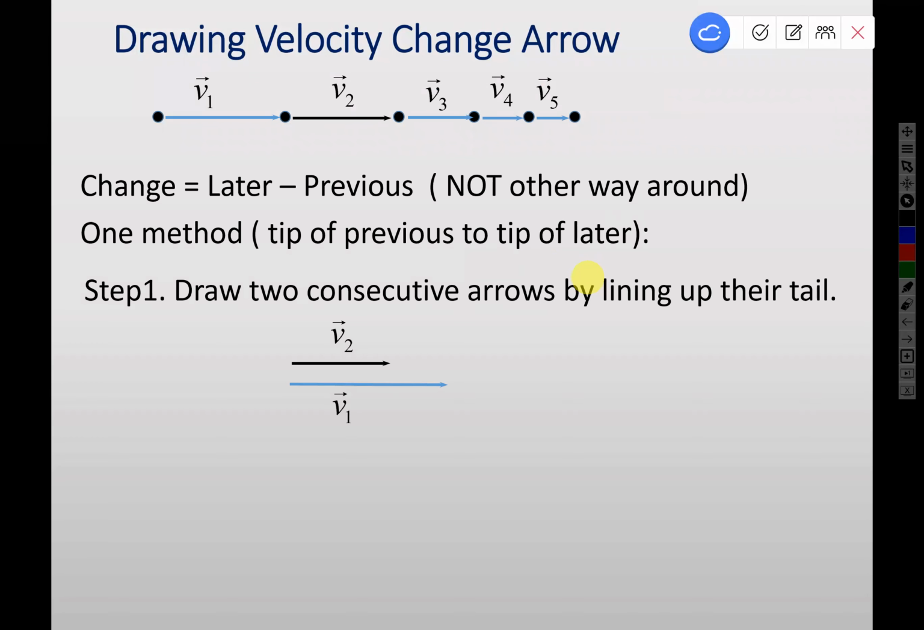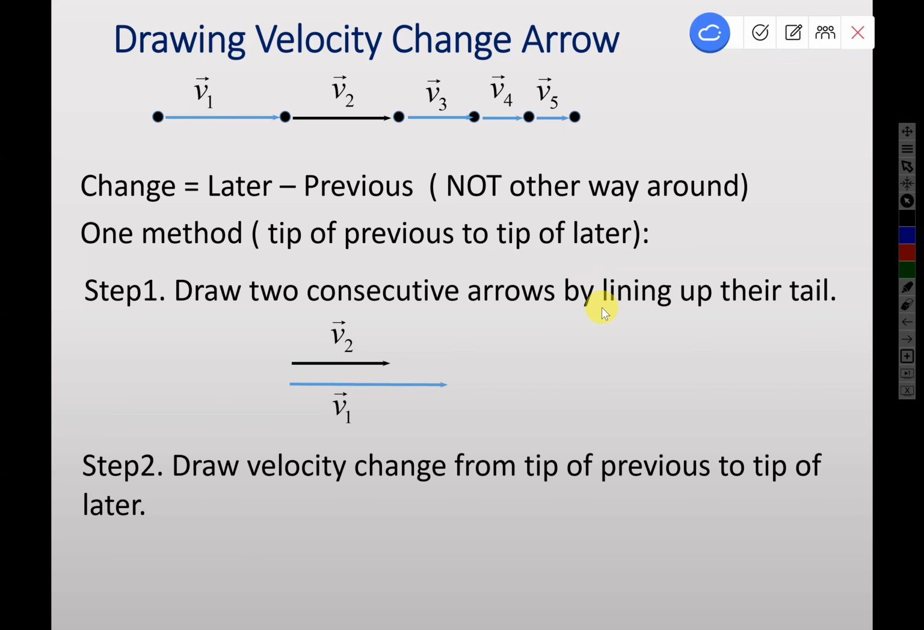And then once we draw them side by side with their tails lined up, what we do next is that we draw another vector. So we draw, lining them up tail to tail like this. And then we draw another vector by starting from the tip of which vector? Previous to the later. So that's important, okay?